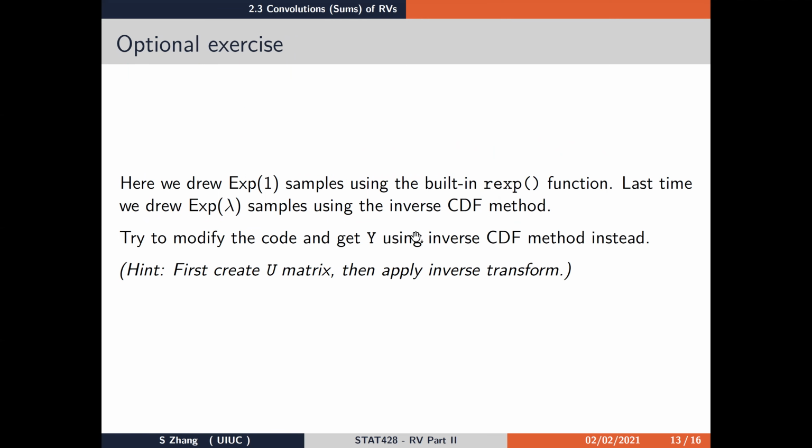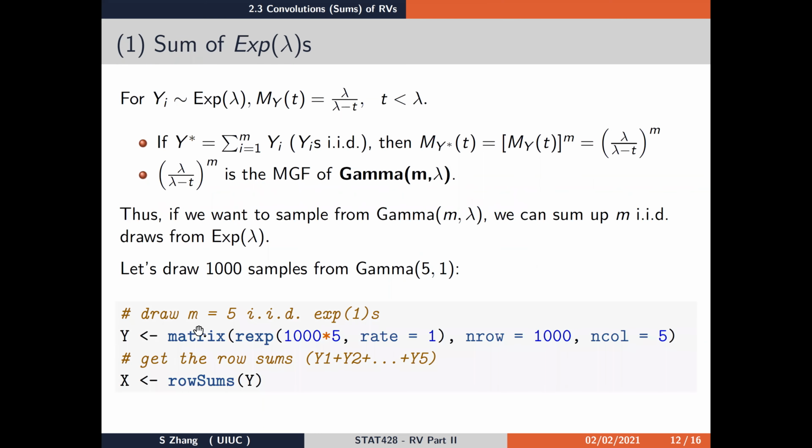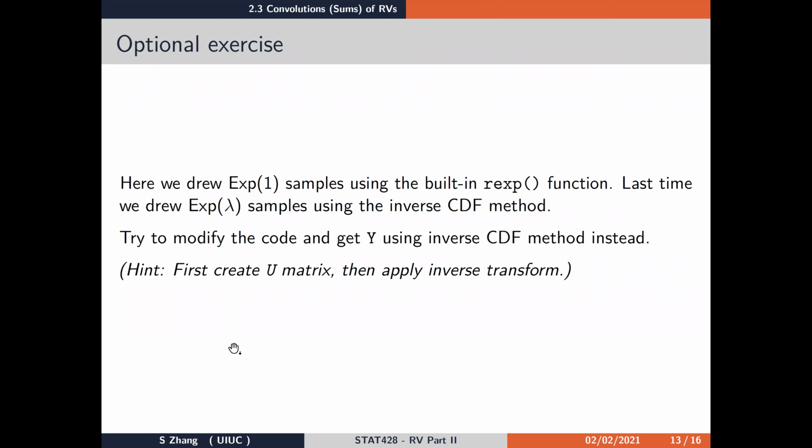By the way, before we look at the agreement between the empirical and the theoretical distributions, I have left an optional exercise for you over here. So if you have extra time and want to do some extra exercise, this is what we can do. You can notice here that we drew the exponential 1 samples using the built-in rexp function. So r stands for random and exp is for the exponential distribution. So this is what we used.